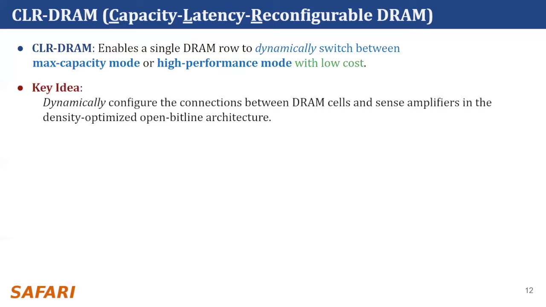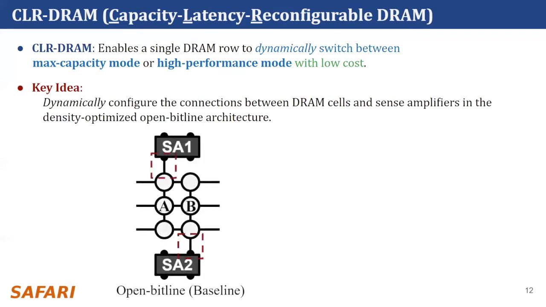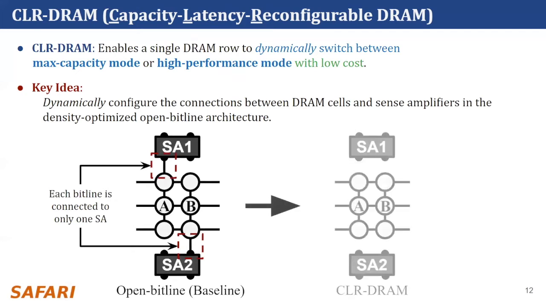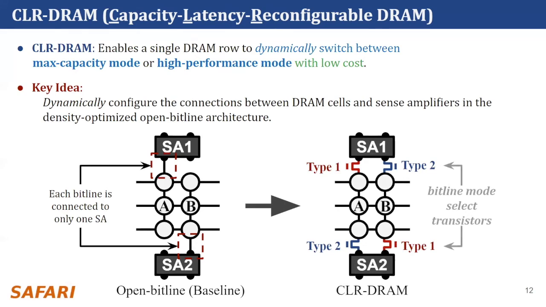The key idea of CLR-DRAM is to enable dynamic configurability of the connections between DRAM cells and sense amplifiers in the density-optimized open bitline architecture, which is shown on the left. To do so, CLR-DRAM, which is shown on the right, has two types of small isolation transistors, called Type 1 and Type 2 bitline mode select transistors, to enhance the connectivity between DRAM cells and sense amplifiers.